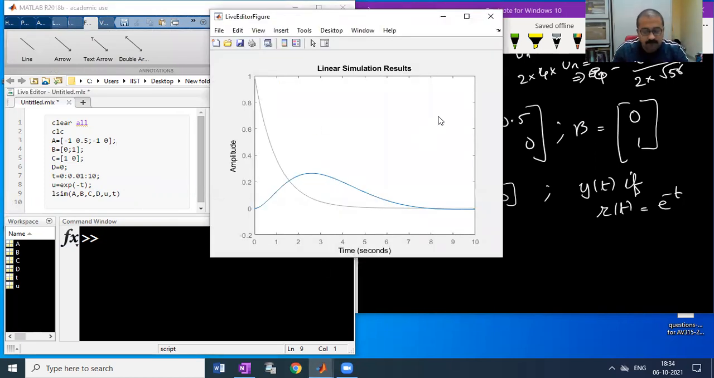the response due to any kind of input. What's the green color line? It is the exponentially decreasing signal e raised to -t. What's the blue one? Blue one is the corresponding response.